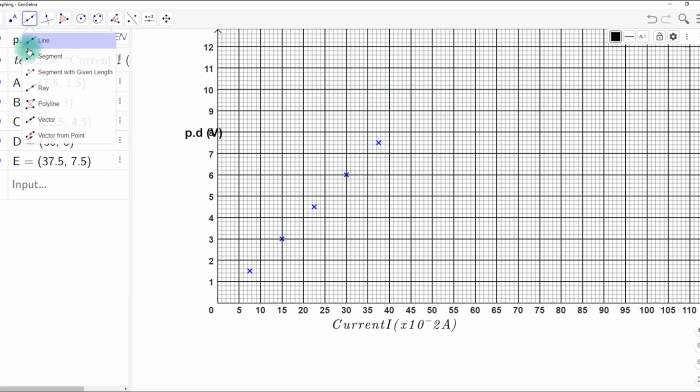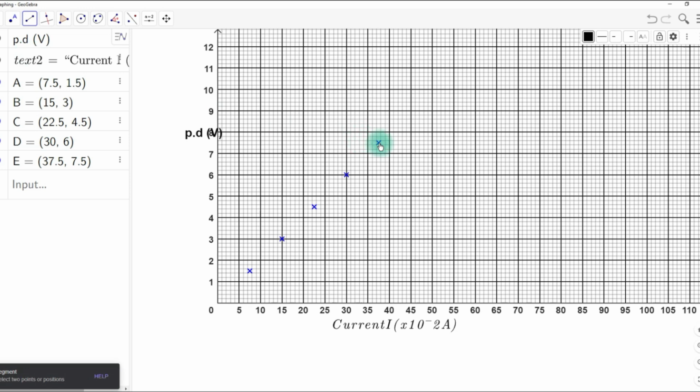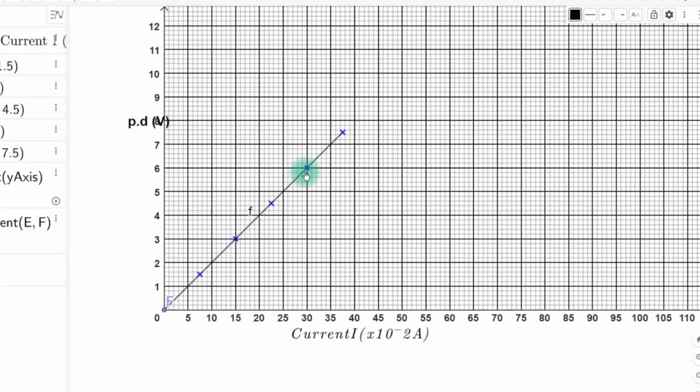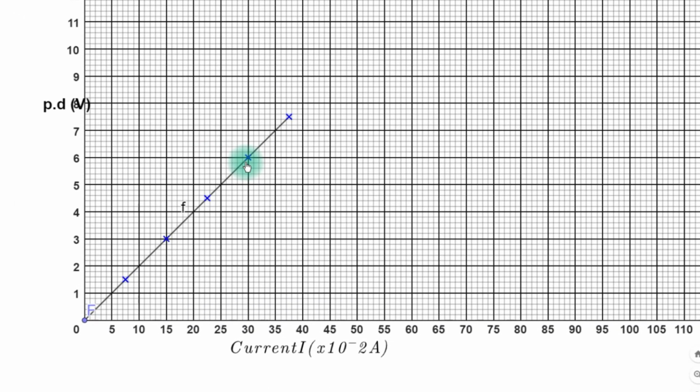Then I'm going to use a line to draw, since all of them appear to be on a straight line. So I join points. So that is it. And now from there we need to find the gradient. We know if we plot a graph of potential difference against current, the gradient of the graph will give us the resistance of that particular circuit. And therefore, let us find the gradient.